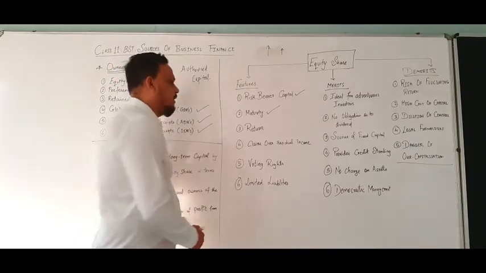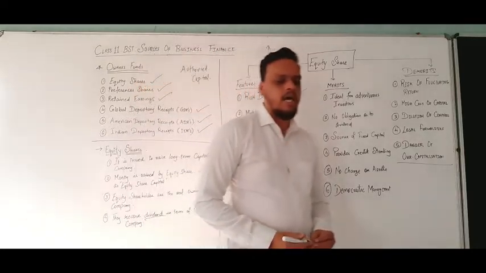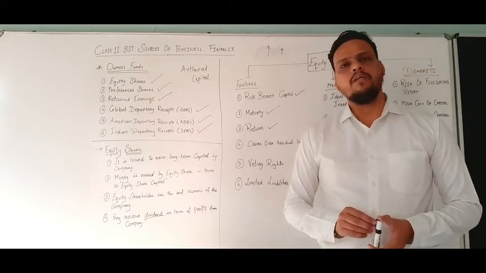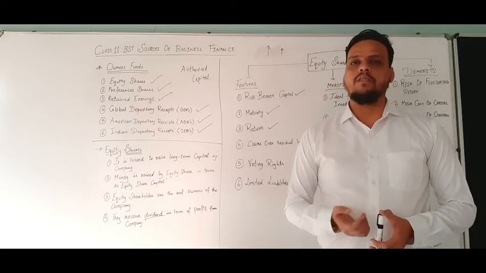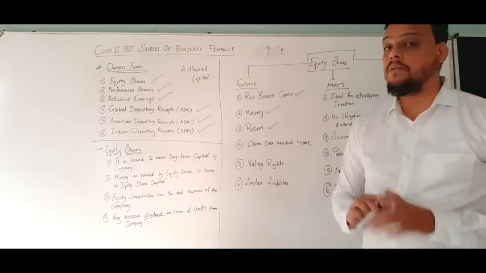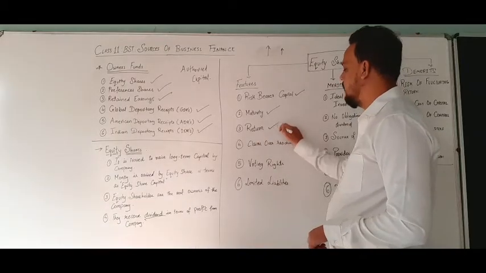Now the next part is return. As I already said, returns are uncertain. Sometimes the company makes huge profit and shareholders get returns. Returns in terms of dividend. They receive dividend. Be careful with the word: return means dividend.